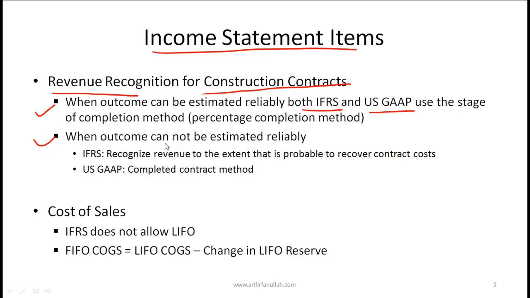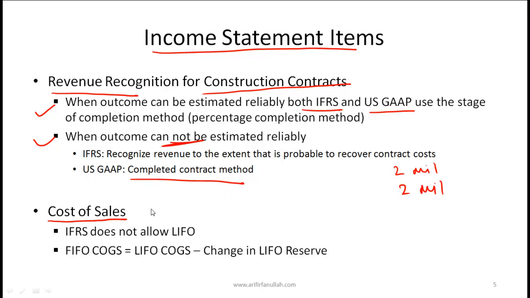However, when the outcome cannot be measured or estimated reliably, then there is a difference. IFRS says that you should recognize revenue to the extent that it is probable to recover contract costs. So if in a given year you've incurred contract costs worth 2 million and you are reasonably confident that you will collect revenue at least worth this much, then you can recognize revenue worth 2 million. US GAAP is more rigid. So US GAAP says that you use the completed contract method, where you essentially recognize revenue at the end once the contract is completed.